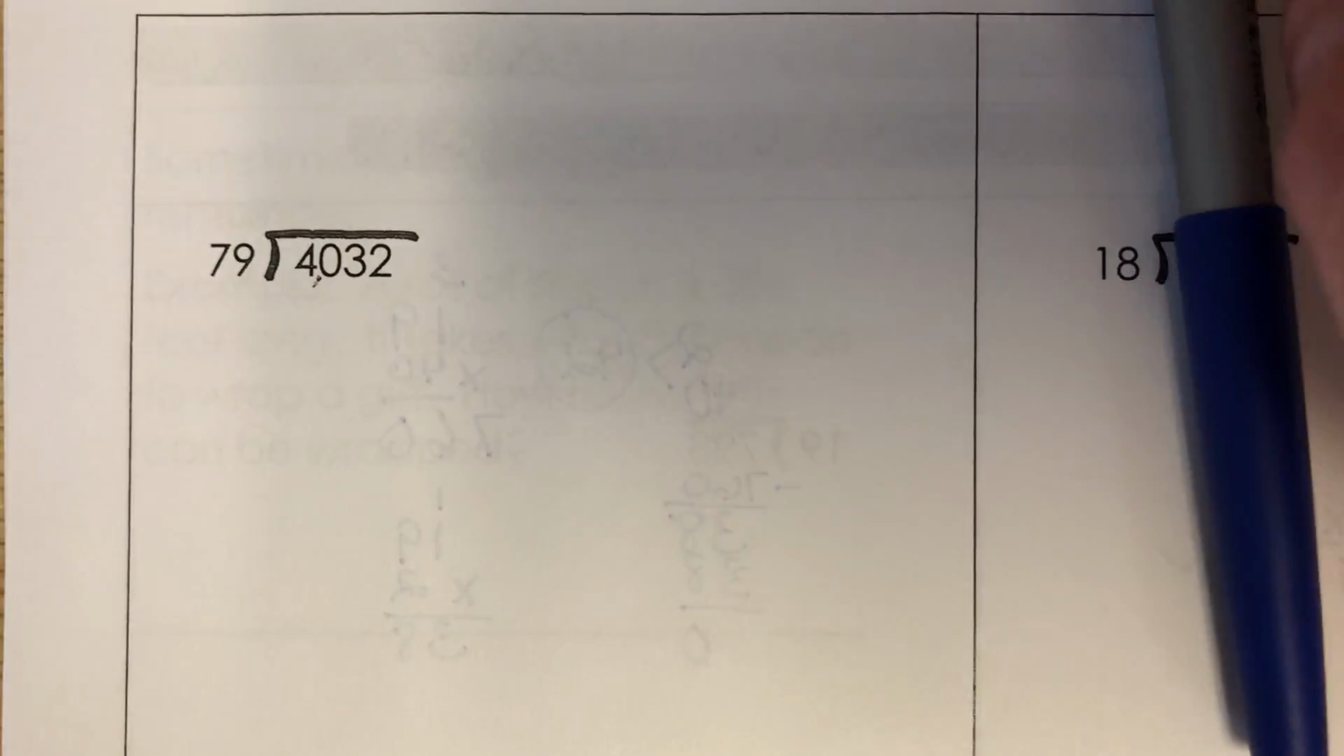All right. 79 into 4,032. 79 won't go into 4. It won't go into 40. But what about 403? It will go into that, right? So I'm going to look at this like 80. 79 is really close to 80, right?